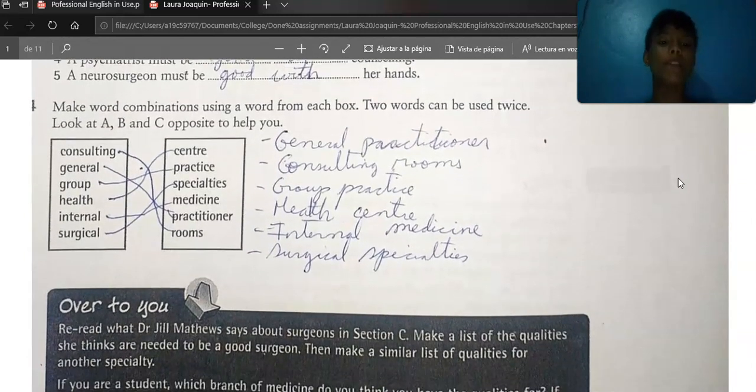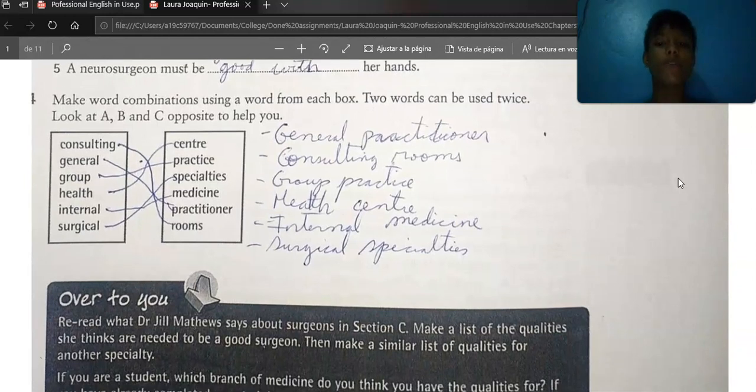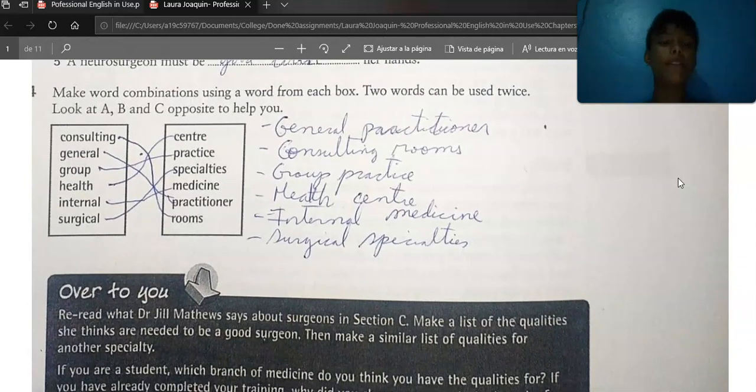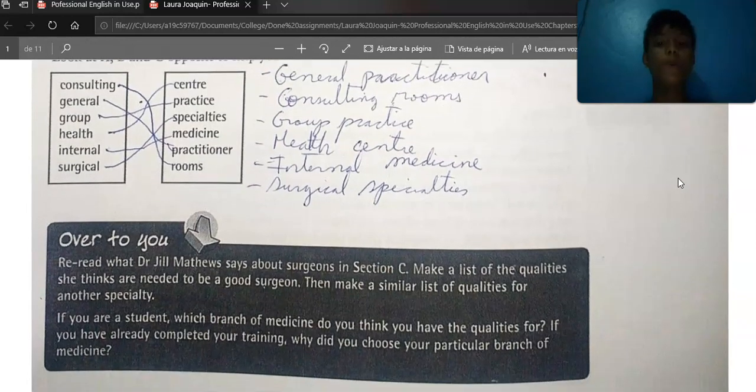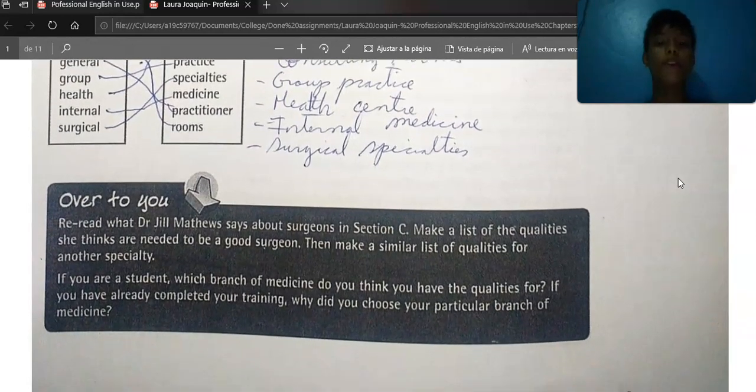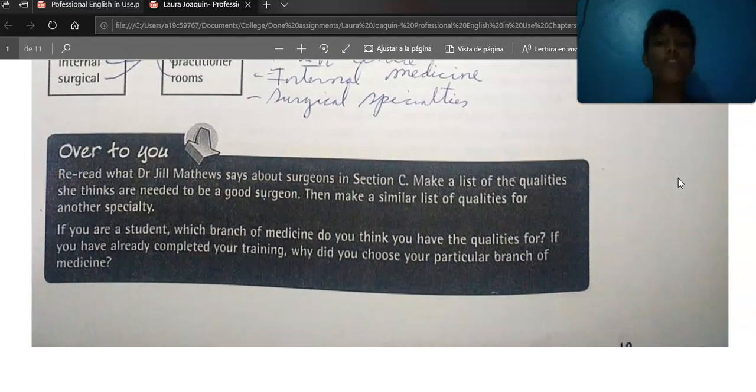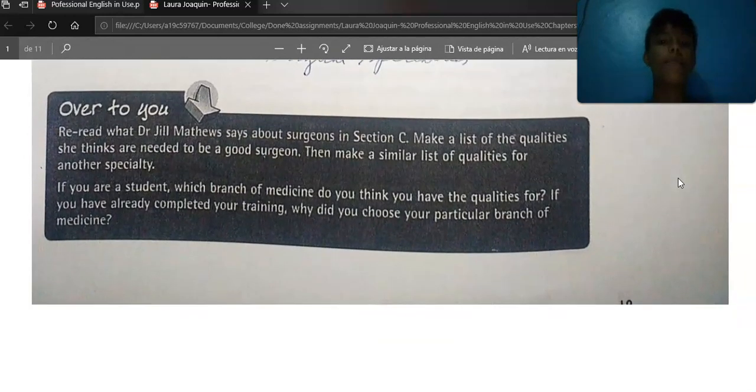Make word combinations using a word from each box. Two words can be used twice. Look at B, C, and C opposite to help you. General practitioner, consulting rooms, group practice, health center, internal medicine, surgical specialties.